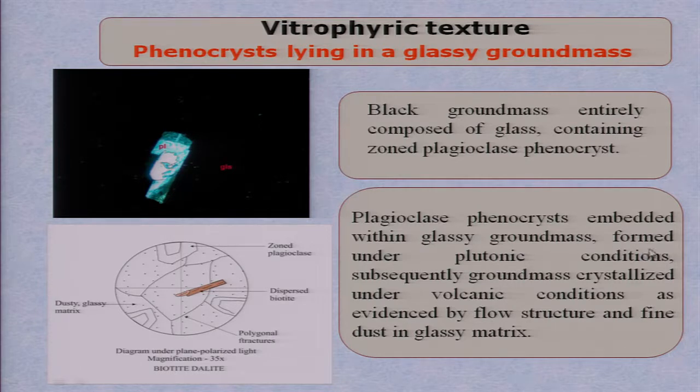Plagioclase phenocryst embedded within glassy groundmass formed under plutonic conditions, and subsequently the groundmass crystallized under volcanic conditions, as evidenced by flow structure. These are the flow structures, the lines which I have shown here, in this hand drawn picture. These are the flow structures and fine dust in a glassy matrix. This is a glassy matrix, and this glassy matrix actually contains iron oxides, which is black in color. It is dispersed in the form of dust.